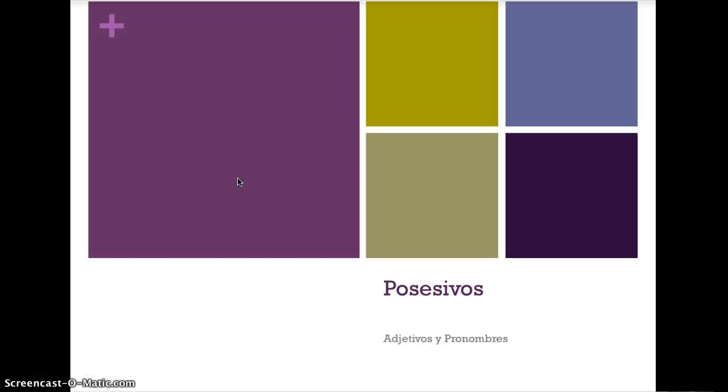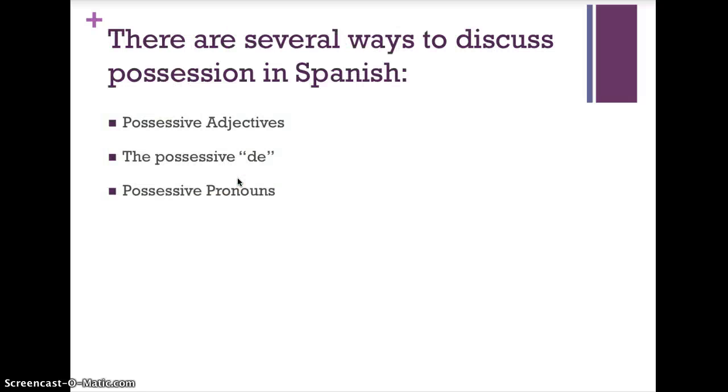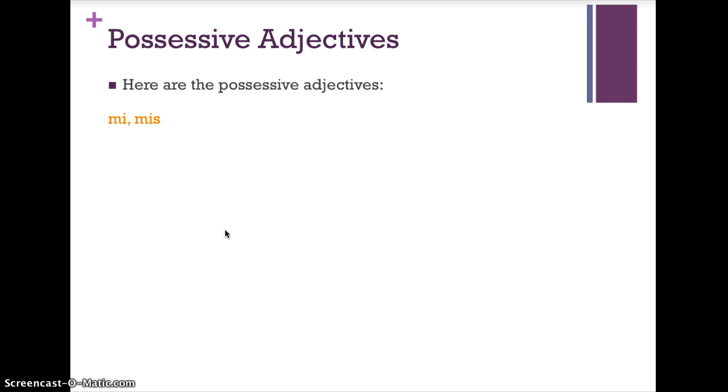All right, so we're going to talk about posesivos, which is just showing possession. There's several ways to discuss this. There's possessive adjectives, possessive use of the word de, and possessive pronouns. Possessive adjectives show possession and are used before a noun, which is kind of different because normally we use our adjectives after nouns. So mis zapatos, my shoes, su coche, his car, or su comida, their food.